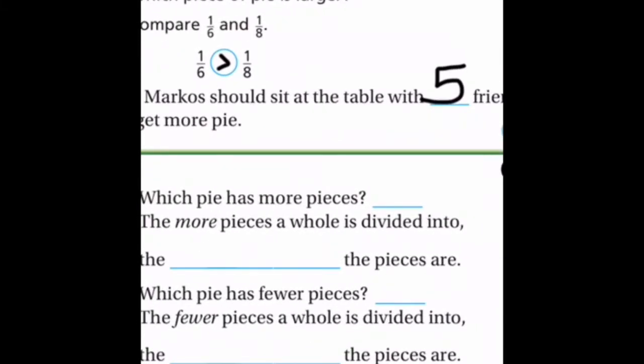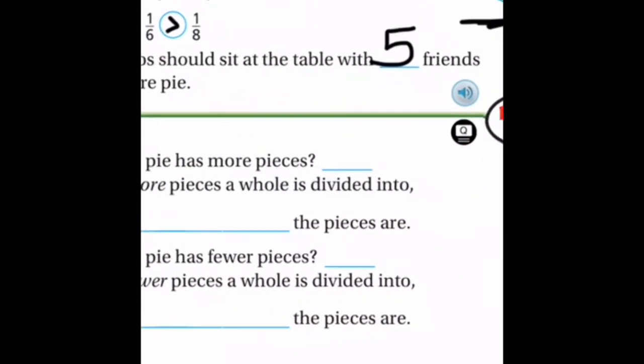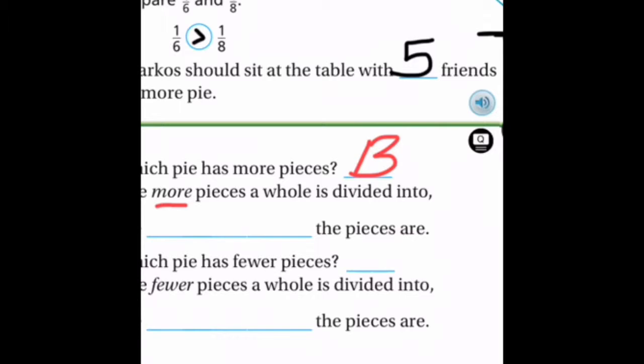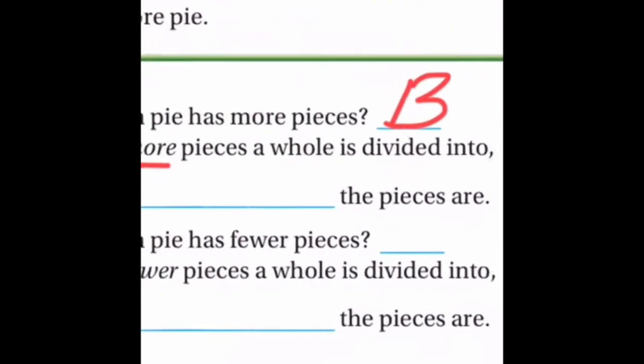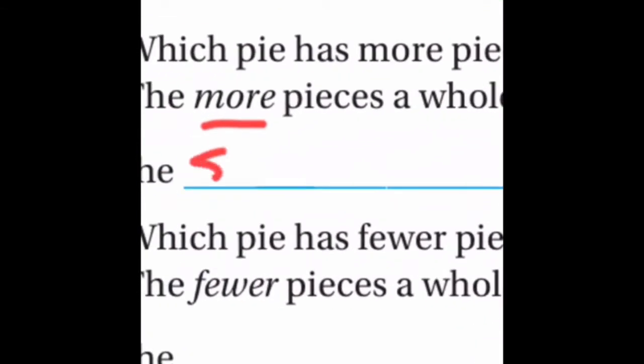Which pie has more pieces? Pie A or pie B? Pie B has 8 slices, pie A has 6, so pie B has more slices. The more pieces a whole is divided into, that's pie B, the smaller the pieces are. So we're going to put smaller here. SMALLER.